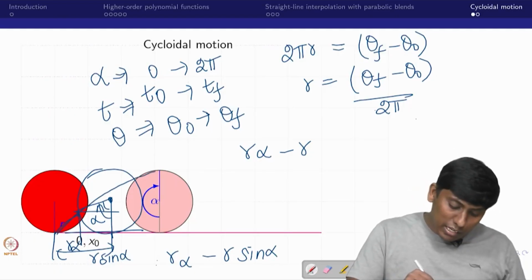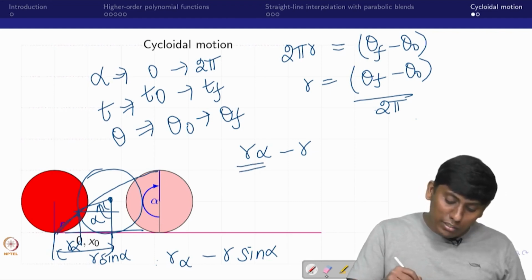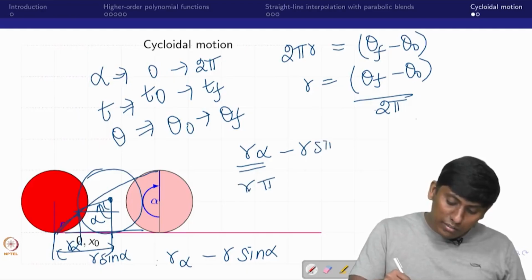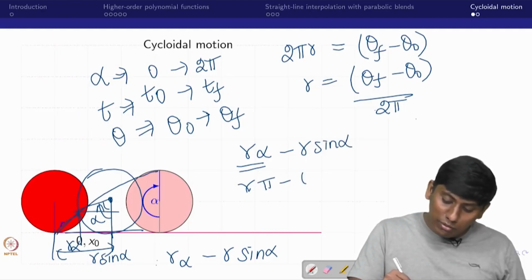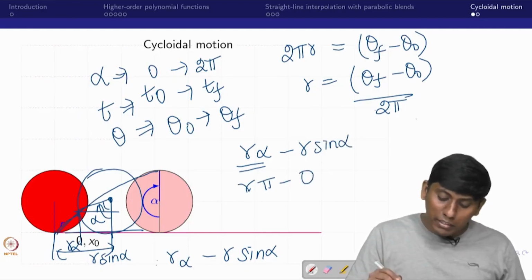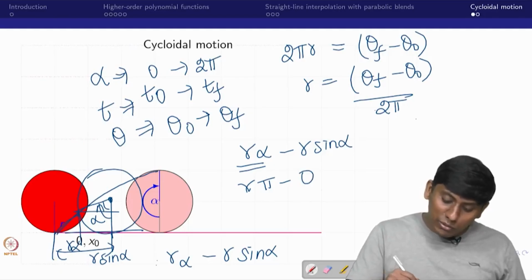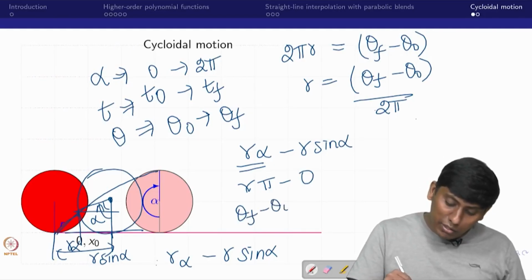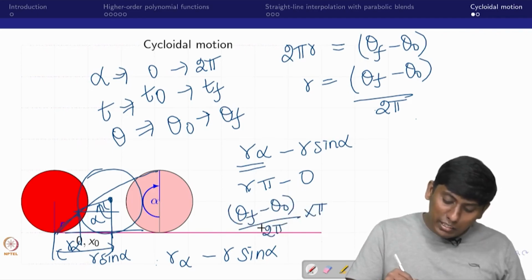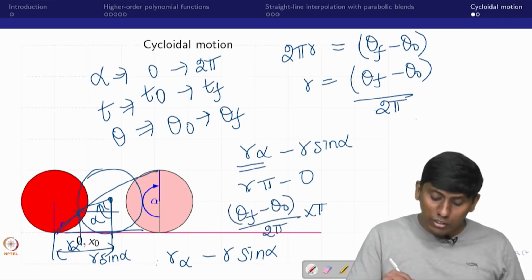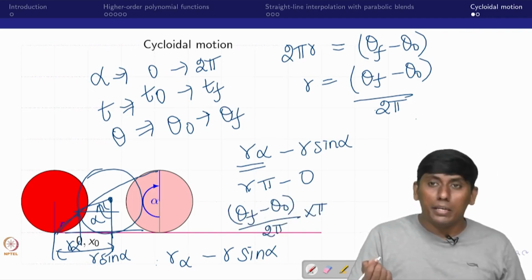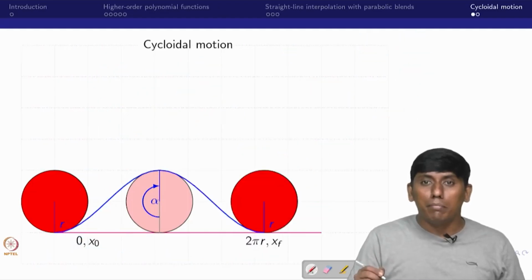Now r alpha in this case is r pi. And r sin alpha would be 0 because it is pi, right? Then we can check: theta f minus theta naught, whole divided by 2 pi, into pi. You can see that it has crossed half of the distance. That is what is happening here also, and like that you can make another.